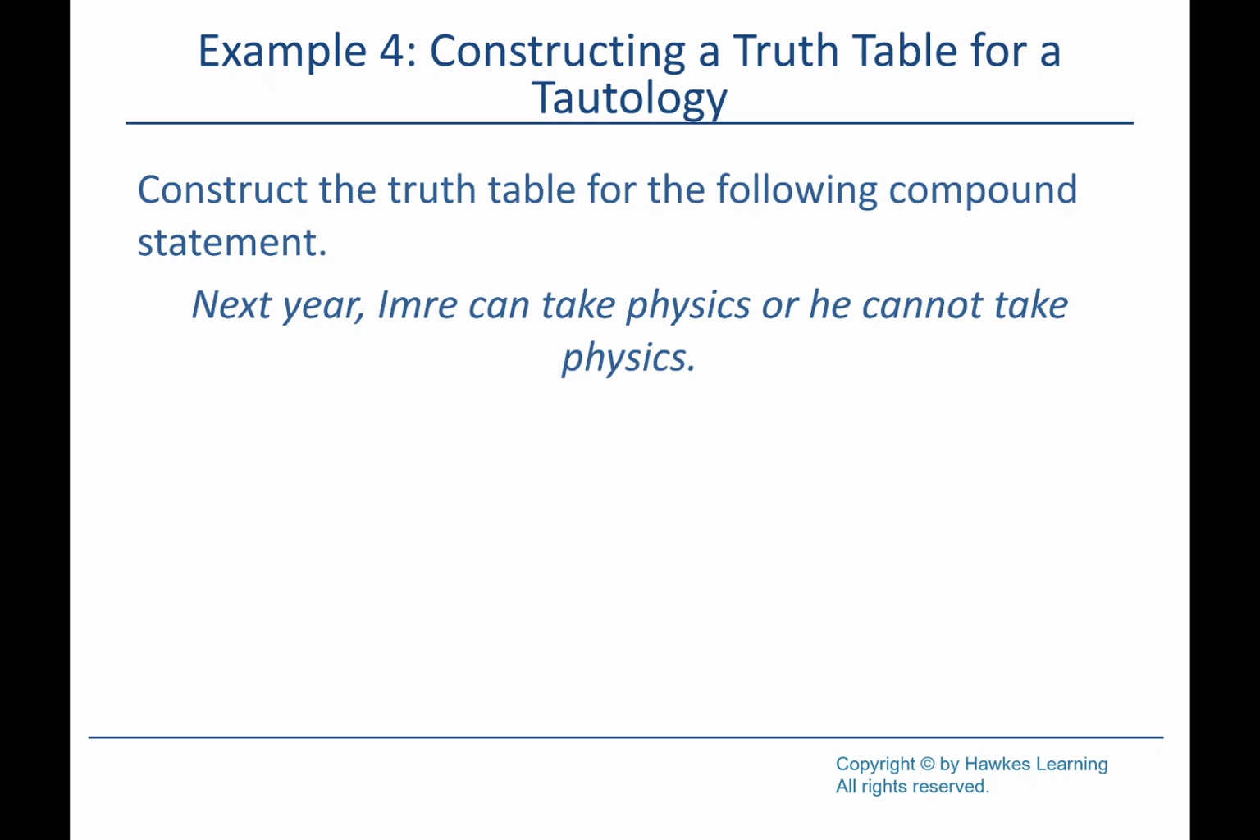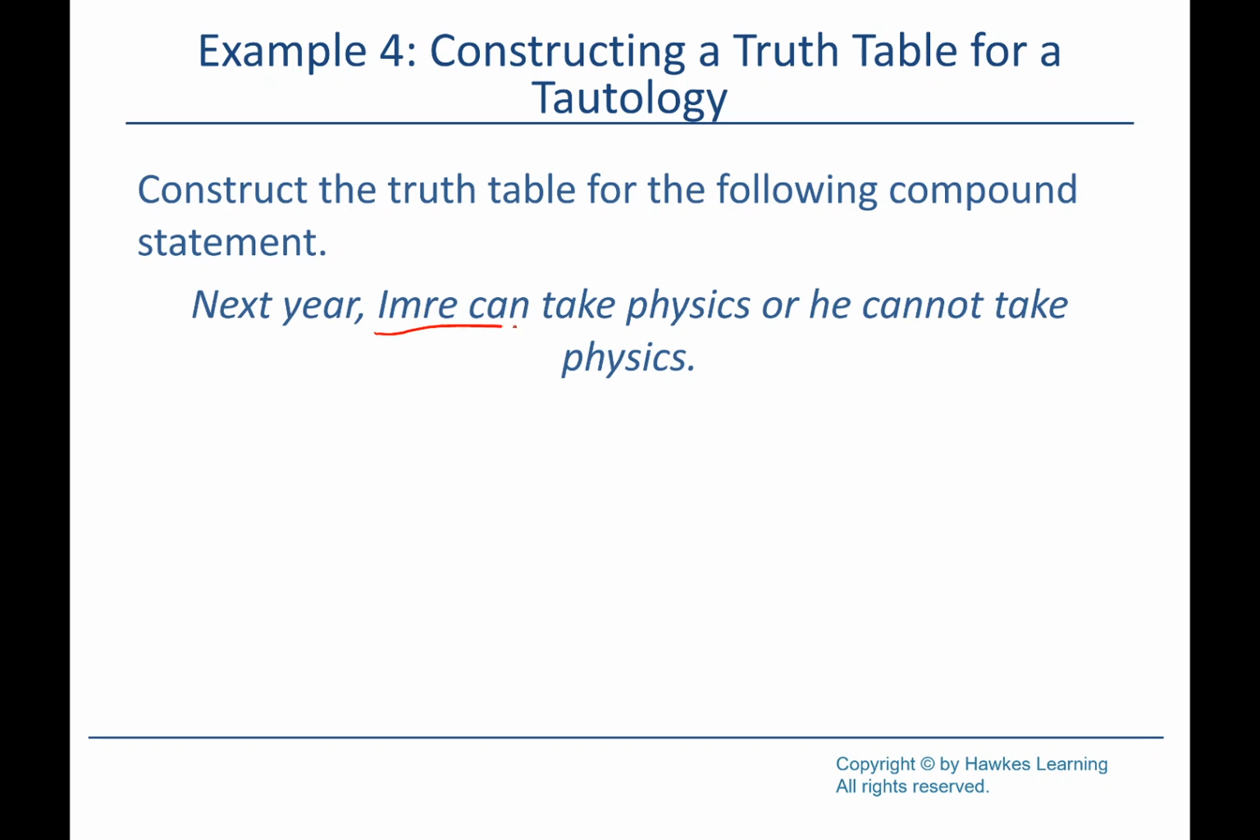I'm not sure on this name. I think this is the only place I've ever seen this name, in this example. Our compound statement here says: next year Emory can take physics or he cannot take physics. You might be able to see right away that it always has to be true, because we've got two opposite possibilities joined with or. If you can't tell that, though, we're about to do the truth table.